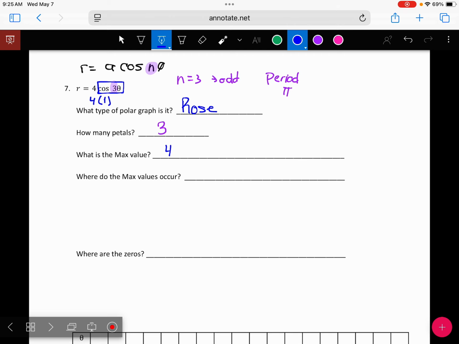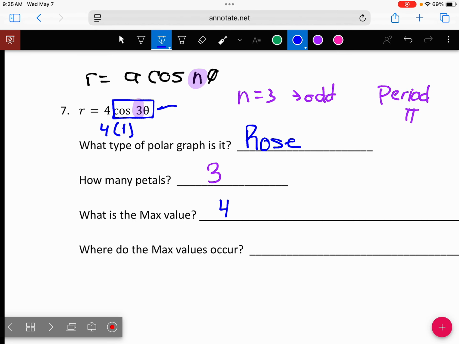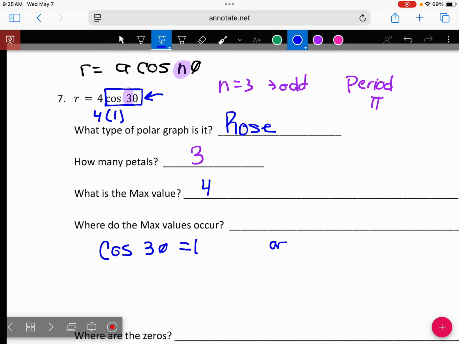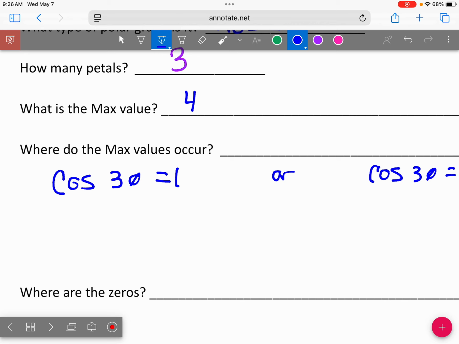That's going to occur when our cosine of 3 theta is 1, when cosine of 3 theta equals 1, or when cosine of 3 theta equals -1, because that's still going to go out 4. It's just going to go out on a different angle. So we're going to solve those.